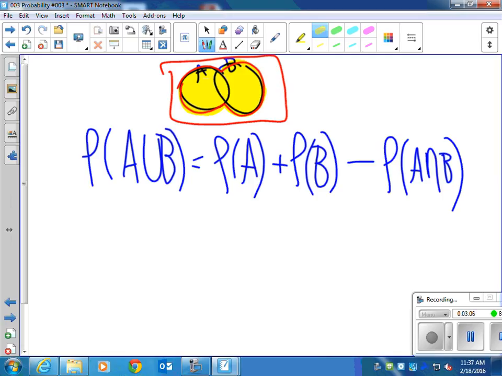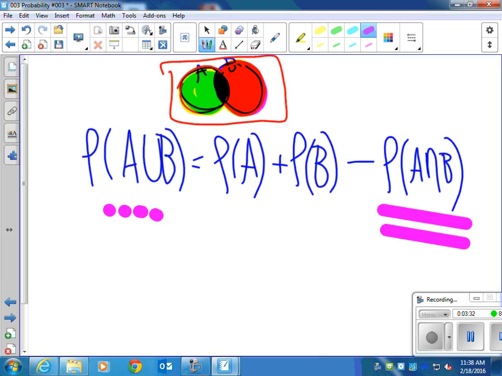So if we took A and then we took B, you're going to be counting part of this twice, aren't you? This black part is going to be counted twice. So you don't want to count it twice. You want to count it once. So you subtract the intersection so that you only count it once. Is that all right? You'll use this a lot tomorrow, maybe even today.